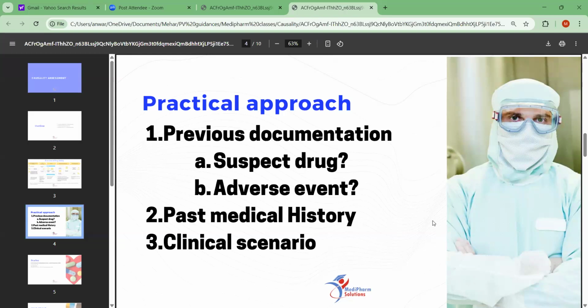Now you can also assess based on the clinical scenario. A patient is reporting that he was walking on the sidewalk. He took the suspect drug in the morning, and then he was walking on the sidewalk and he fell down, and he sustained a humerus fracture. He was hospitalized for the humerus fracture and he had undergone some treatment. Now, the adverse event reported to you is humerus fracture.